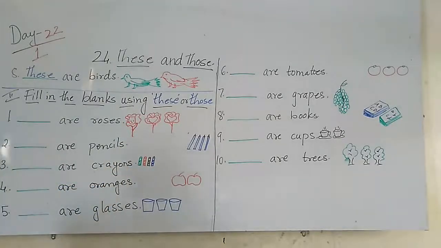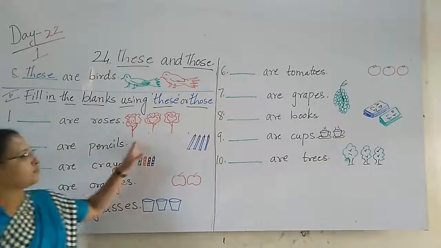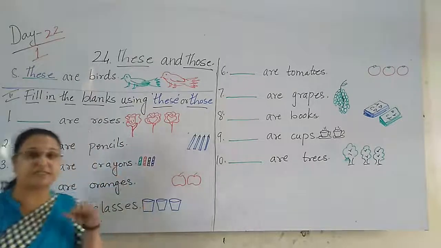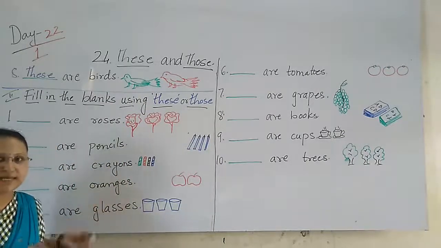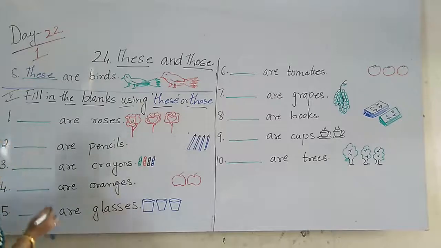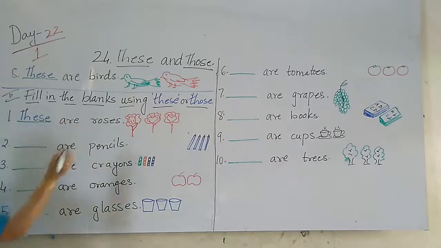Yes, now see. Dash are roses. Children, there are more than one rose. That means there are 3 roses. But the roses are close to us. They are near to us. So we write there, these are roses.